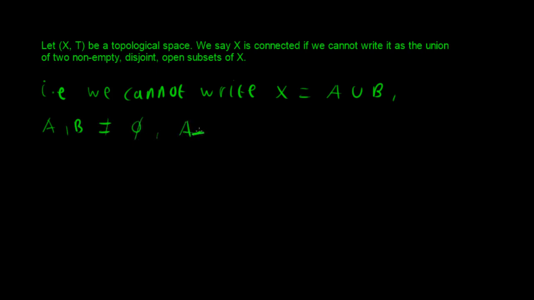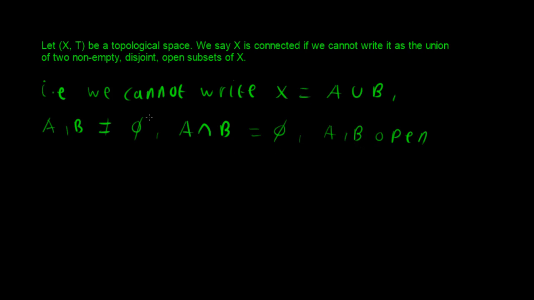I've made a slight slip of the pen there. A intersect B is empty, so they're disjoint. And A and B are open. So connected means we cannot write it as the union of two non-empty, disjoint, open subsets.